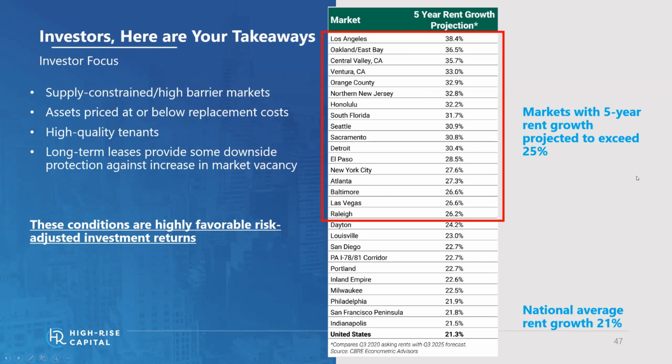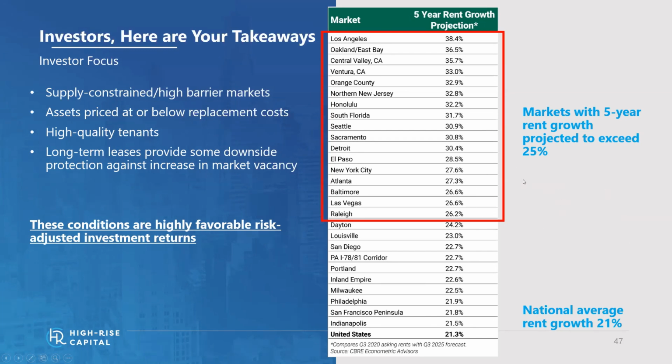If you look here in the table, these are 5-year rent growth projections, and some of these numbers are just phenomenal. You can see the top 5 markets here are actually all in California: Los Angeles, Oakland, Central Valley, Ventura, and Orange County. The 5-year rent growth is projected to be well over 30%. I've boxed in the rent growth numbers that are all over 25%. I mean, these are just phenomenal numbers. And the national average is projected to be 21%.